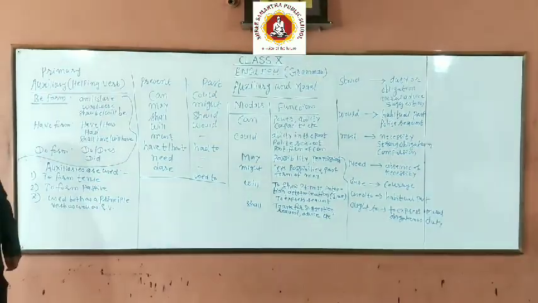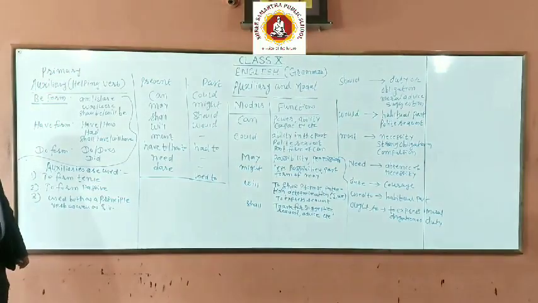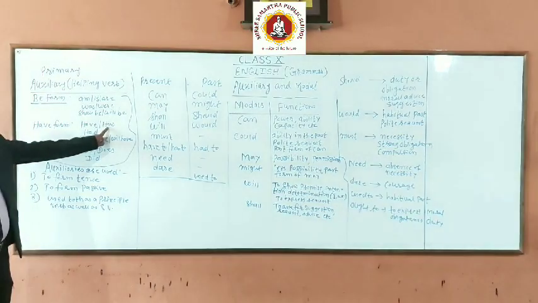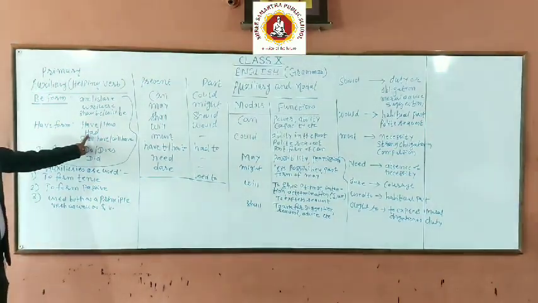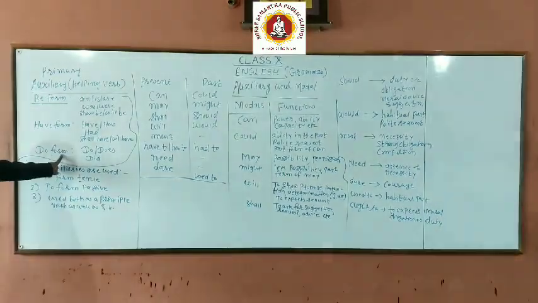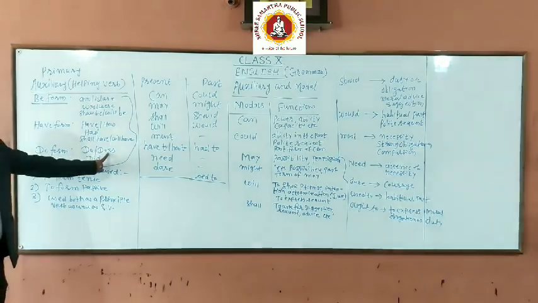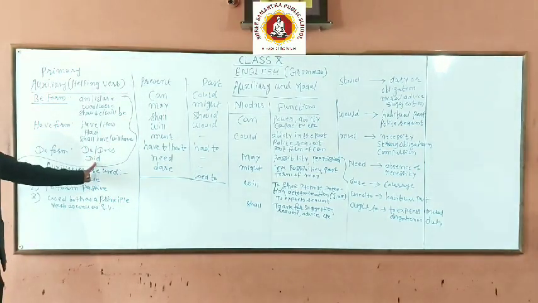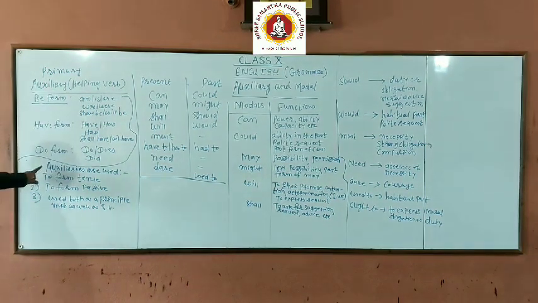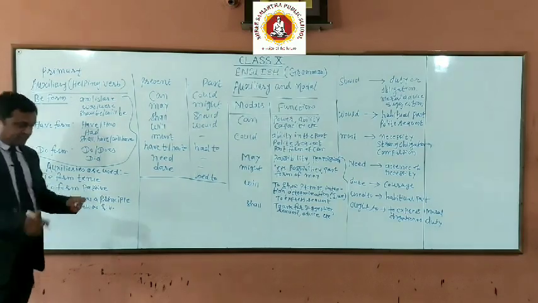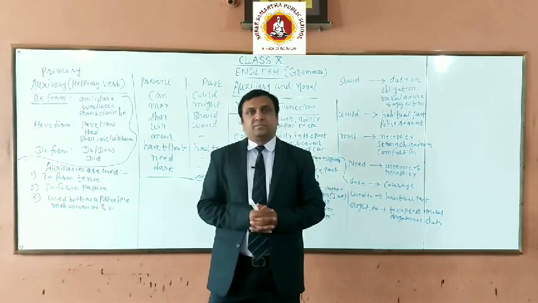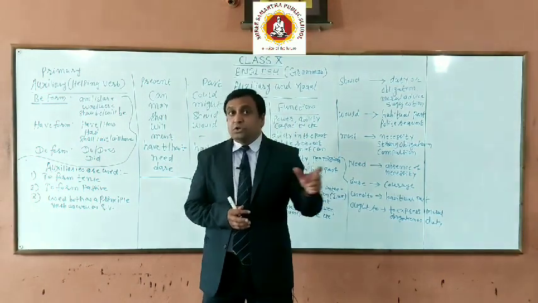Pay careful attention, listen carefully. Have form: have, has present tense, had past tense, shall have, will have future tense. Do form: present, do and does; past, did. What is the use of this primary auxiliary verb? First, to form tenses. If you know the structure of tenses, you just recall it.